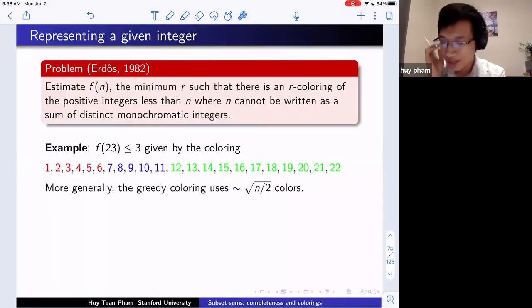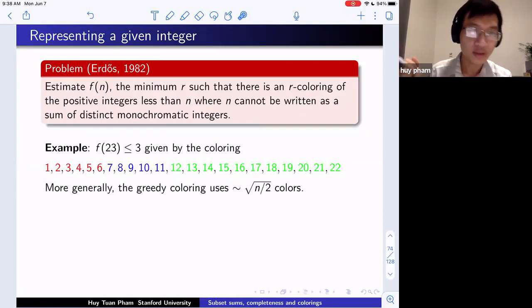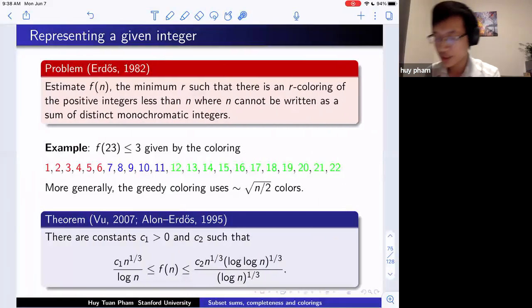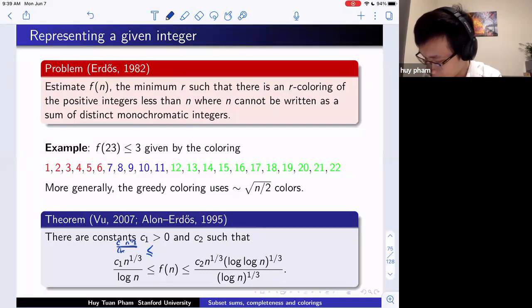And in general, we can generalize this greedy coloring, and we can see that we can use about square root n over 2 colors and avoid n as a monochromatic sum. However, we can generally do better. So Alon and Erdős in 1995 showed an upper bound on f of n that it grows at most roughly on the order of n to the 1/3 divided by log n to the 1/3. And this is an extra factor of log n to the 1/3. And in the same paper, they actually show a lower bound on f of n of the order c times n to the 1/3 over log n to the 4/3.